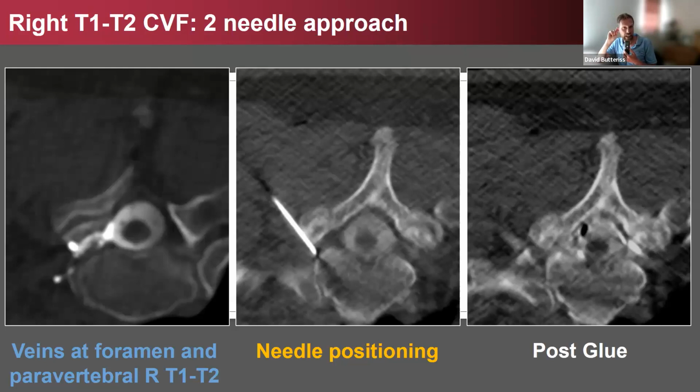This is just a few more cases of more advanced glue patching of fistulae. Thanks to Lalani for letting me use these pictures. Here we can see this complex fistula with opacified veins extending within the foramen and paraforaminal. We've got a needle coming in laterally into the foramen, targeting where the fistula is arising from. We can see post glue, we've got glue within the foramen here.